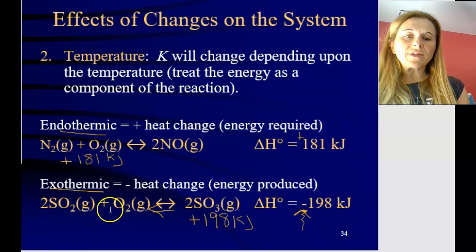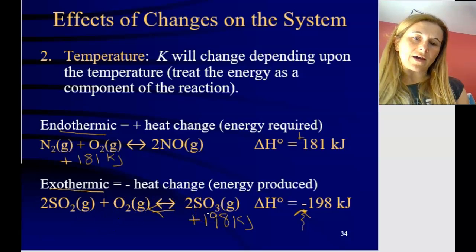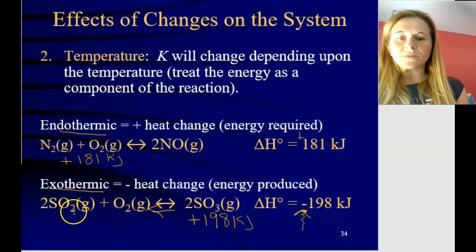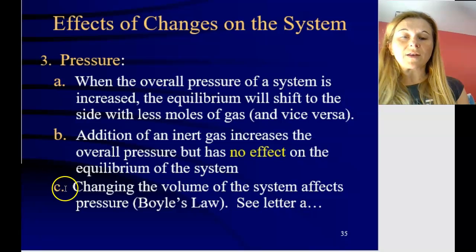So if we were to put this system under increased pressure, it would actually go toward product because we have fewer moles of gas. If we were to reduce the pressure, then it would go to where there are greater moles, which would be the reactant side. So we use those coefficients to tell us how many moles are on each side when we're talking about a gas. Addition of an inert gas, which means a gas that's not involved in the chemical reaction.